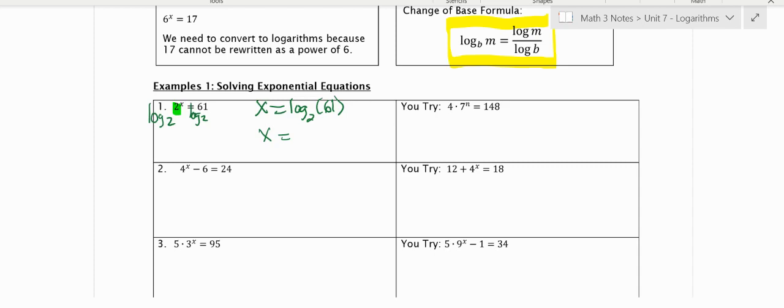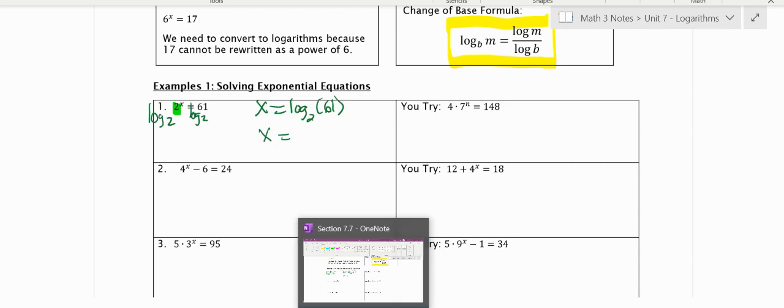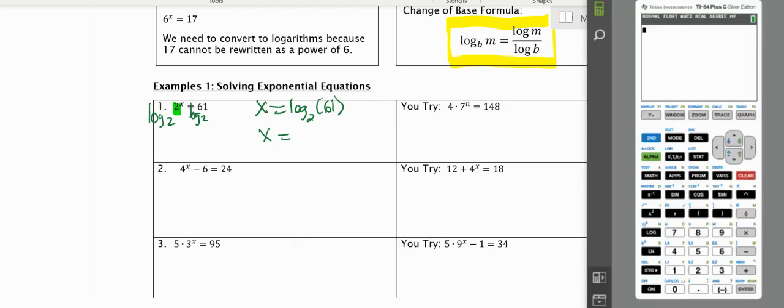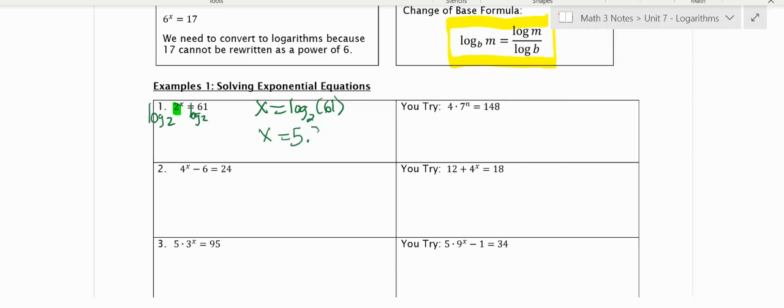When we solve this in our calculator, we have to do log of 61 divided by the log of 2. That's like in our base change formula: the log of the value over the log of the base. And that's the same as log base 2 of 61. If I hit enter, that would actually be my answer, 5.93. So in our calculator, we have to use our base change formula, or change of base. Again, it would be the log of 61 over log of 2.